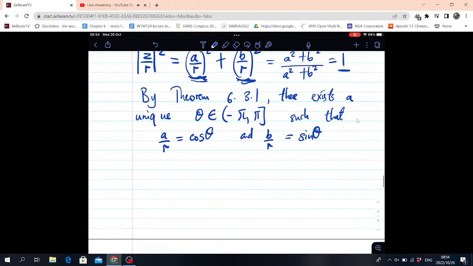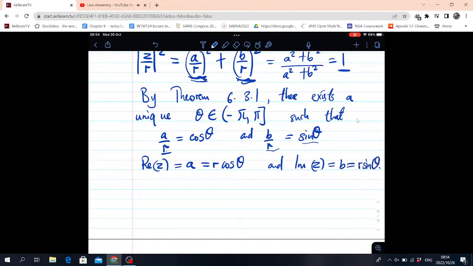This means that the real part of z, which is a, if you multiply both sides by r, you get r cos theta. And for the imaginary part, b, if you multiply both sides by r, you get r sine theta, and this is what we wanted. So we have proved the theorem, and that is it.